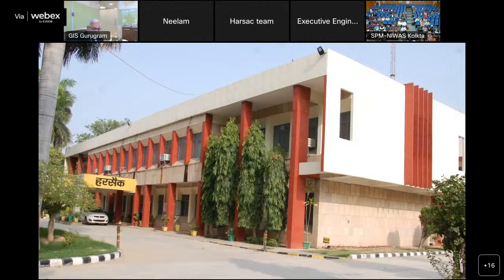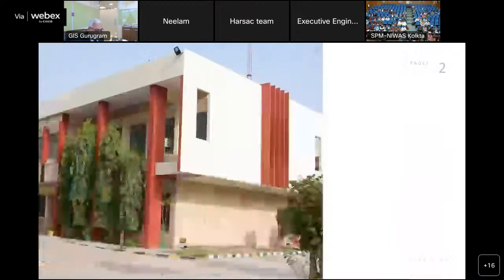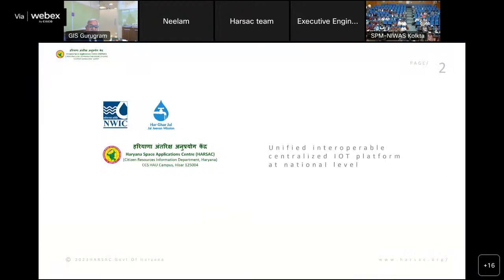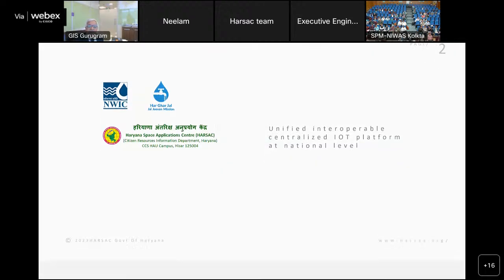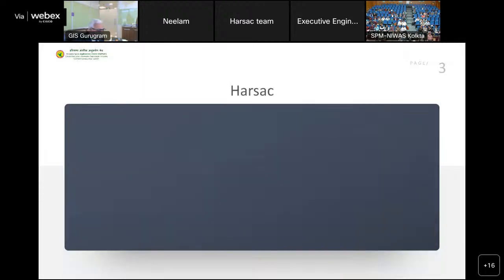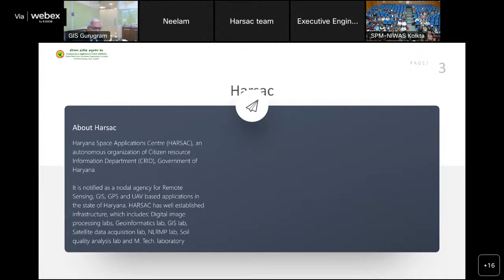Haryana Space Application Center is an autonomous organization. We are working with the NWIC under the umbrella of the Jal Shakti Ministry. Multiple applications we are working on, one of which is the Jal Jeevan Mission. So this is a unified, interoperable, centralized platform.